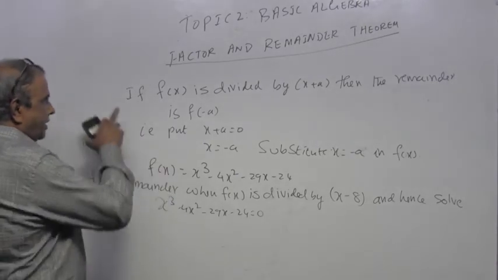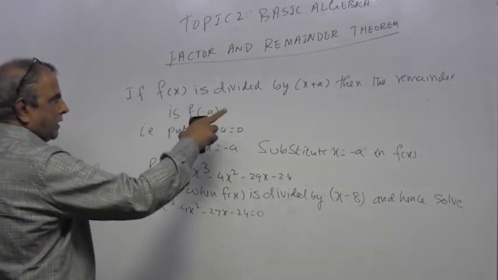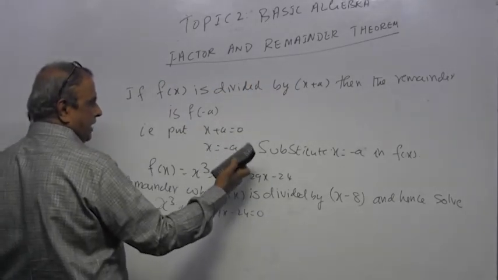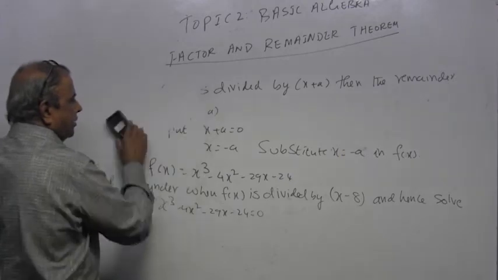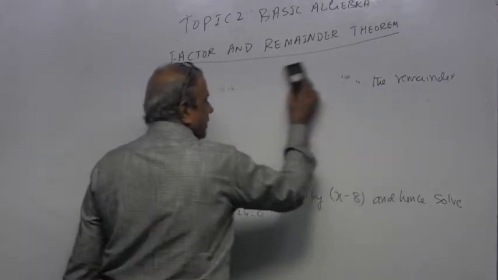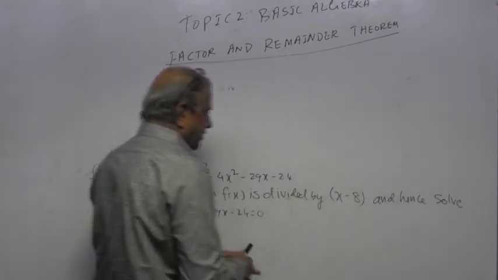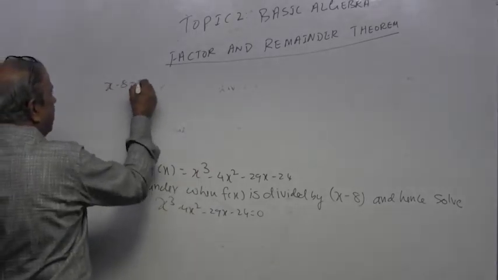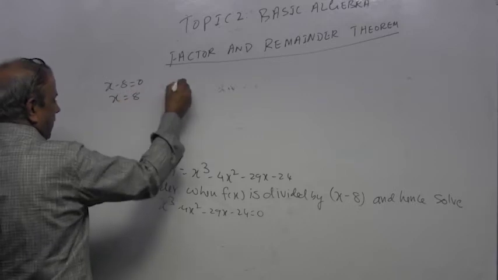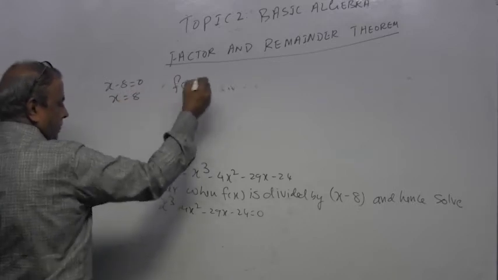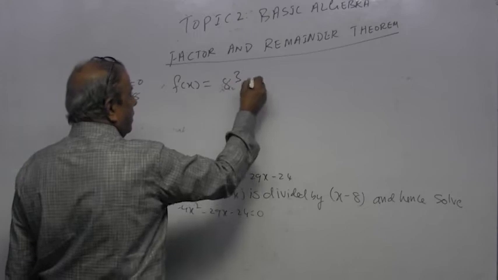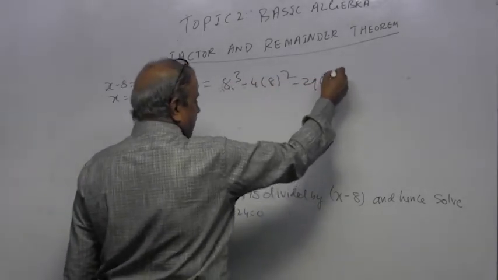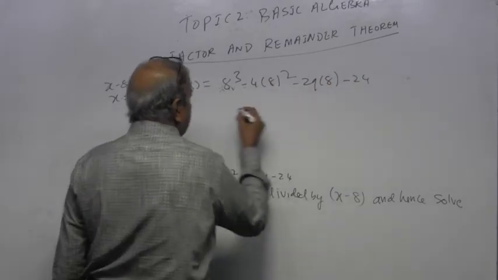So, remember, when you want to divide by x plus a, equate that to 0, find the value of x, put it into the equation. So that's what I will do. Here, I got x equal to 8, x minus 8 equal to 0, x equal to 8. So what is f of x? It is 8 cube minus 4 times 8 squared minus 29 times 8 minus 24.